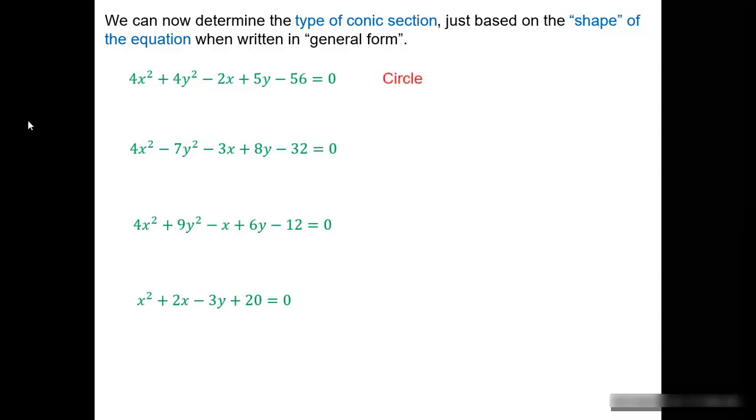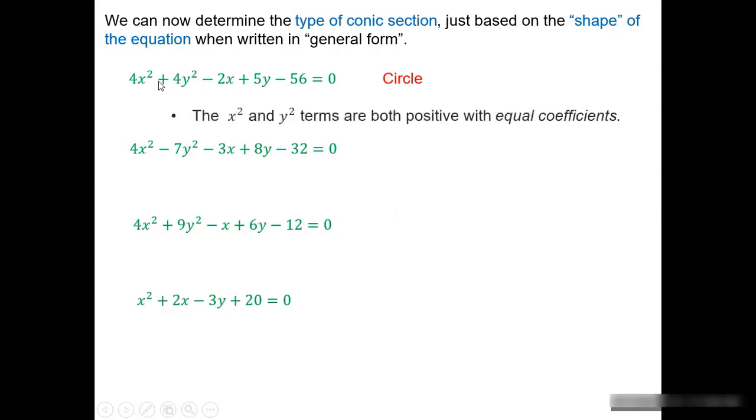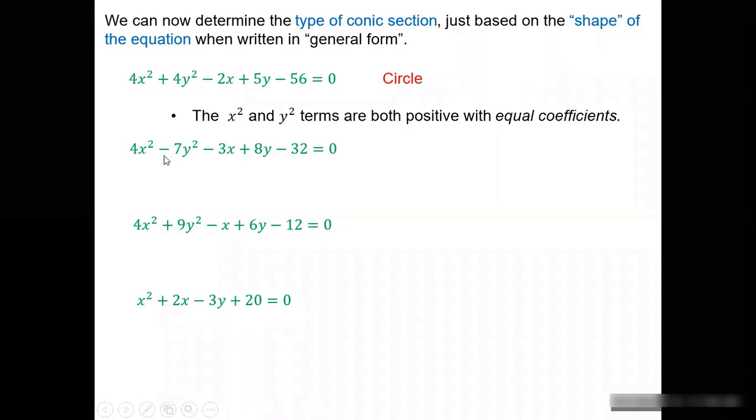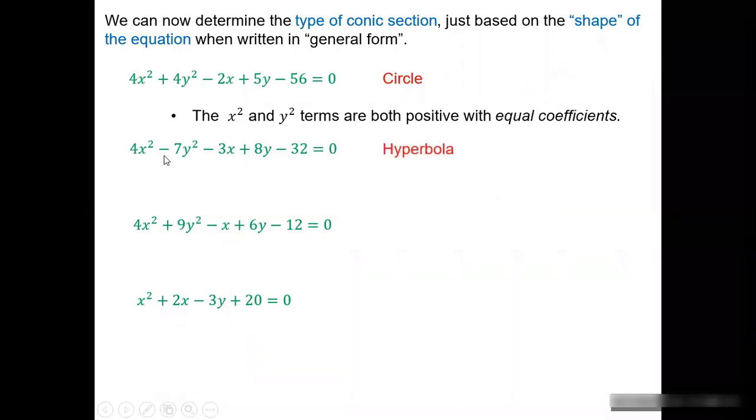Let's take a look at this first one. The first one is going to be a circle. And it's a circle because both of these terms, the x squared and the y squared, are positive, and they both have the same coefficients, which means that in the x and y directions, it's going to be stretched the exact same distance, which is what makes it a circle with a radius of r. Now let's take a look at the second equation here and realize that the x squared and y squared terms are being subtracted. That automatically indicates that this is a hyperbola because the x squared term is positive and the y squared term is negative.